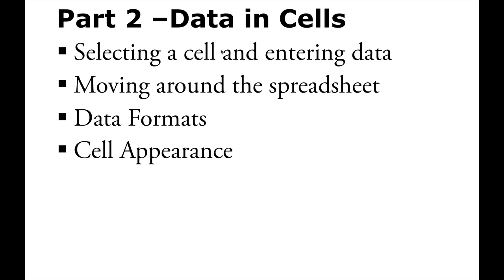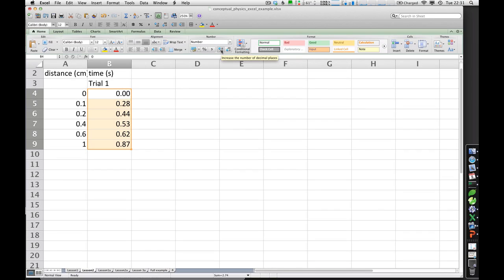You can also change the appearance of the cell or the data in the cell by highlighting that cell and choosing from the formatting toolbar or ribbon. Maybe I want to make the header in this column a bold font.